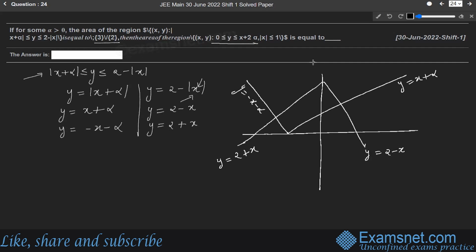Here you can see that we have so many points. The intersecting point for this and this line is this point, and the intersecting point for the other two lines is this point. So let us name it as A and B. Let us name the other points too: C, D, E, and let us name this point as R. Now you can see that the common region for all these four lines is this region, and the common region is BRAE.